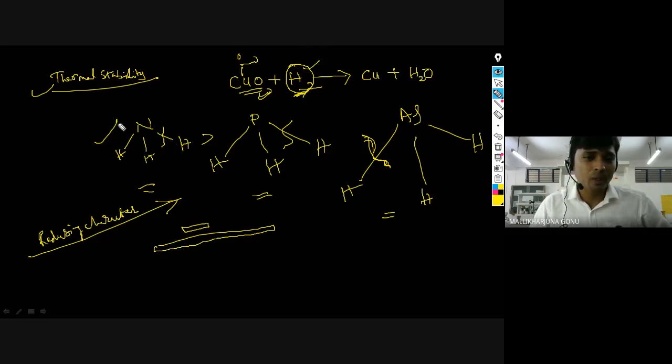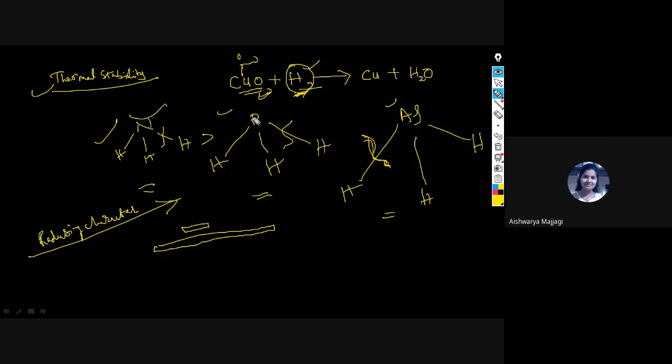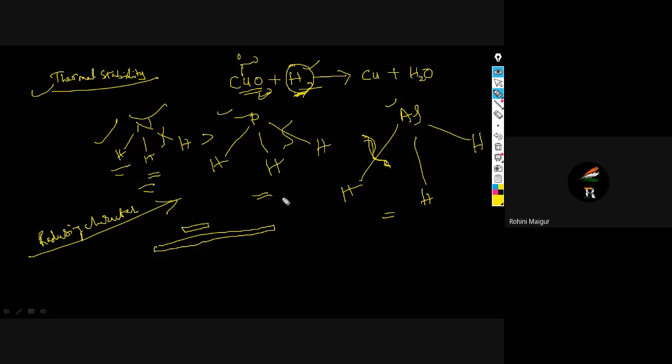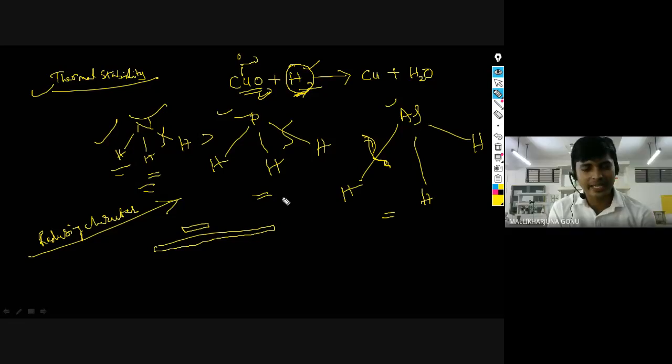So here if you compare among NH3, PH3, AsH3, the question is, which one can release the hydride ion easily? H minus ion can be given by whom? By whom can it be given easily? Rohini, can you tell? By nitrogen? Which one can give hydride ions, in which the bond can break easily? Yes, the hydride ion, H minus, can be given by whom among all these three?